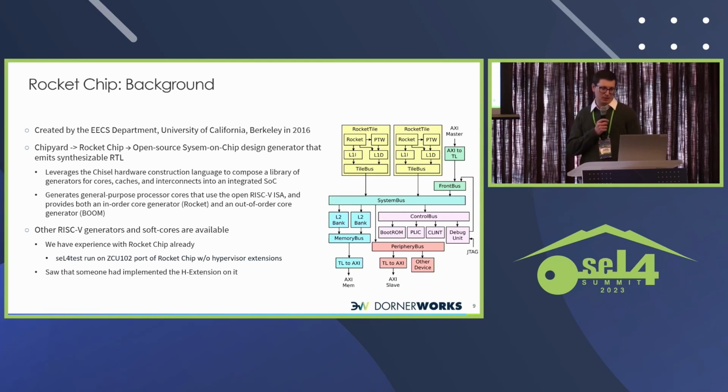There are other RISC-V generators out there, other soft cores that are available. We actually went with Rocket Chip because we had done some exploration with seL4 on that already. We had gotten one without the hypervisor extensions running on a ZCU102 in the past, and got seL4 and seL4 test running on that. So we already knew we had a leg up on that platform in terms of just getting base seL4 running. And then we also had the benefit of, with a little bit of research, seeing that someone else had already figured out a way to add the hypervisor extension implementation onto that.